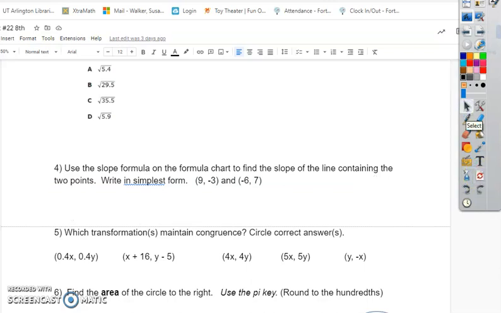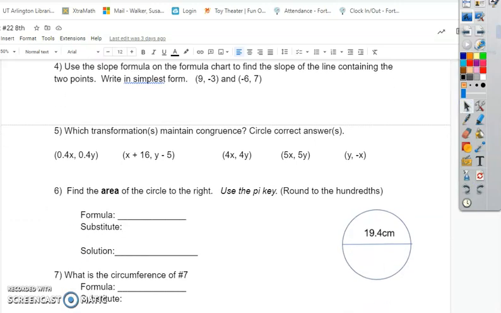Okay, so now, which transformations maintain congruence? So when they maintain, that means there's not a number in front. This one, there's a number in front. So these do not maintain congruence. If you do not have a number in front, something different than 1, then it should maintain congruence, the ones that don't have a number in front. So look, if you have a number in front, cross it out.